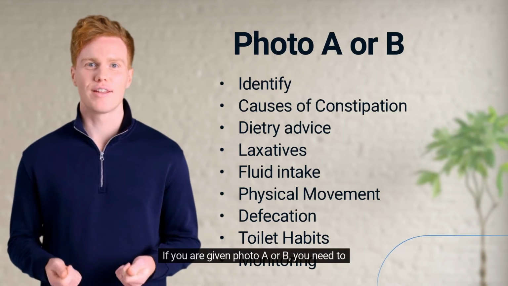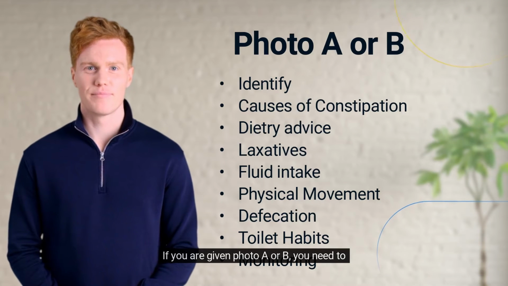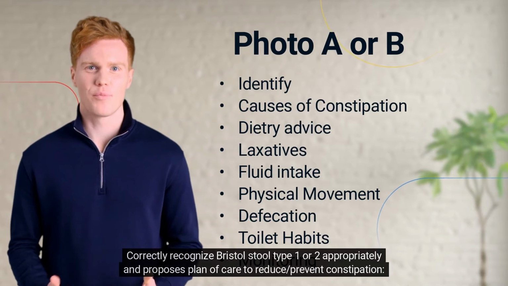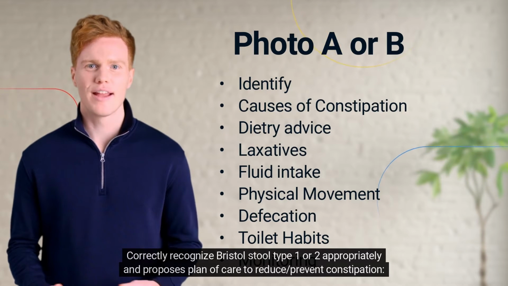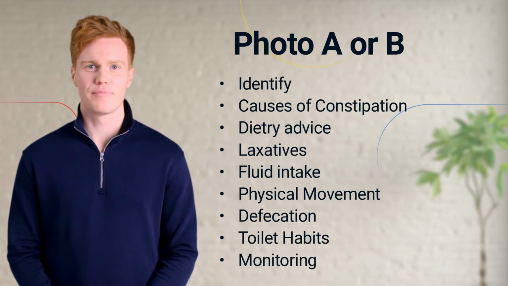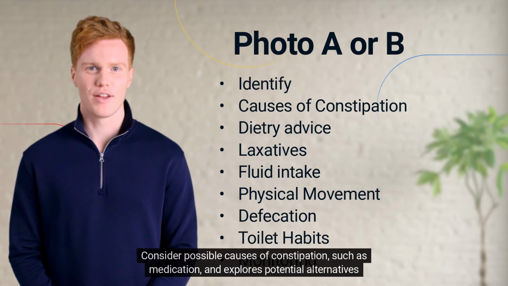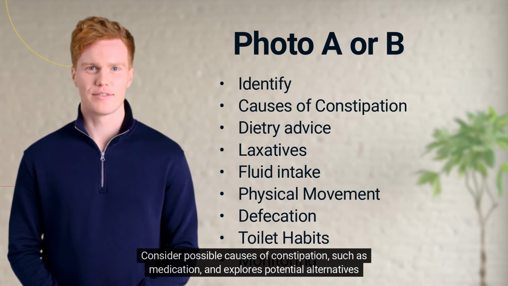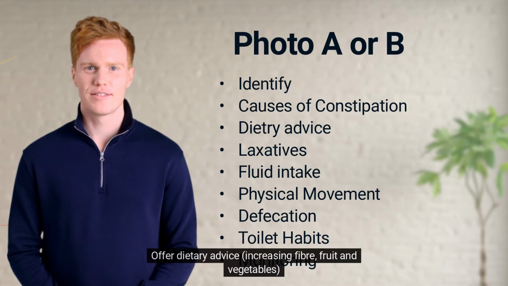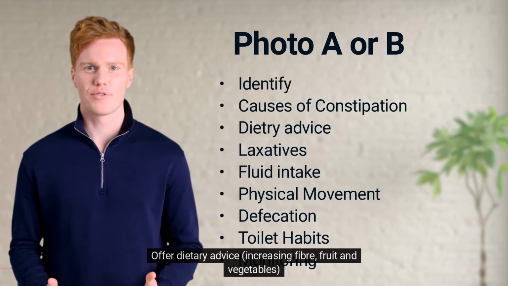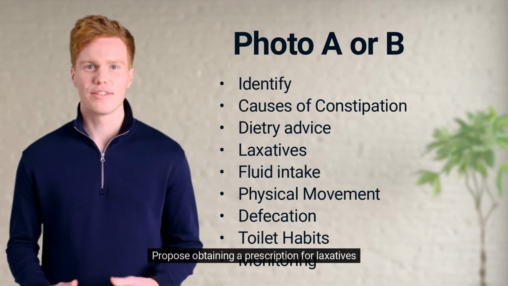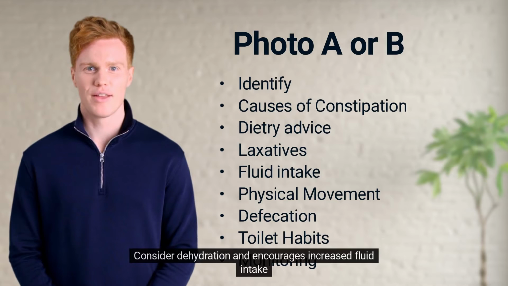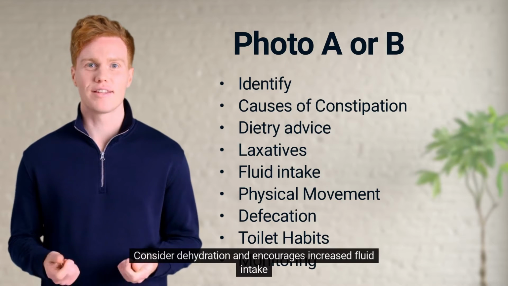If you are given photo A or B, you need to correctly recognize Bristol stool type 1 or 2 and propose a plan of care to reduce or prevent constipation. Consider possible causes of constipation, such as medication, and explore potential alternatives. Offer dietary advice, increasing fiber, fruit and vegetables. Propose obtaining a prescription for laxatives. Consider dehydration and encourage increased fluid intake.